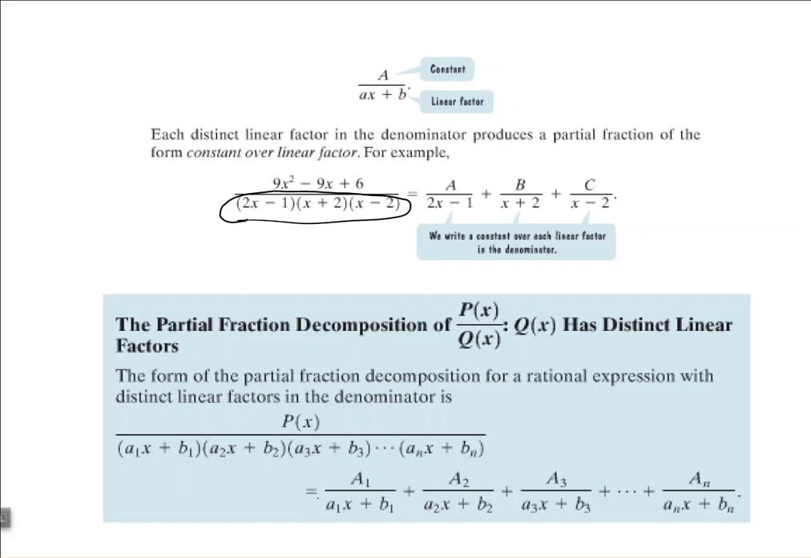We will set this up in the form that's at the bottom of the page here, but that's a good example up top, where we have 9x squared minus 9x plus 6 divided by 2x minus 1 times x plus 2 times x minus 2. And we will write the part that's on the right. Since we have three factors in our denominator, we will have three fractions here: a over 2x minus 1, b over x plus 2, and c over x minus 2. And our job will be to take that equation that we created and find a, b, and c, and then write our decomposed partial fraction.